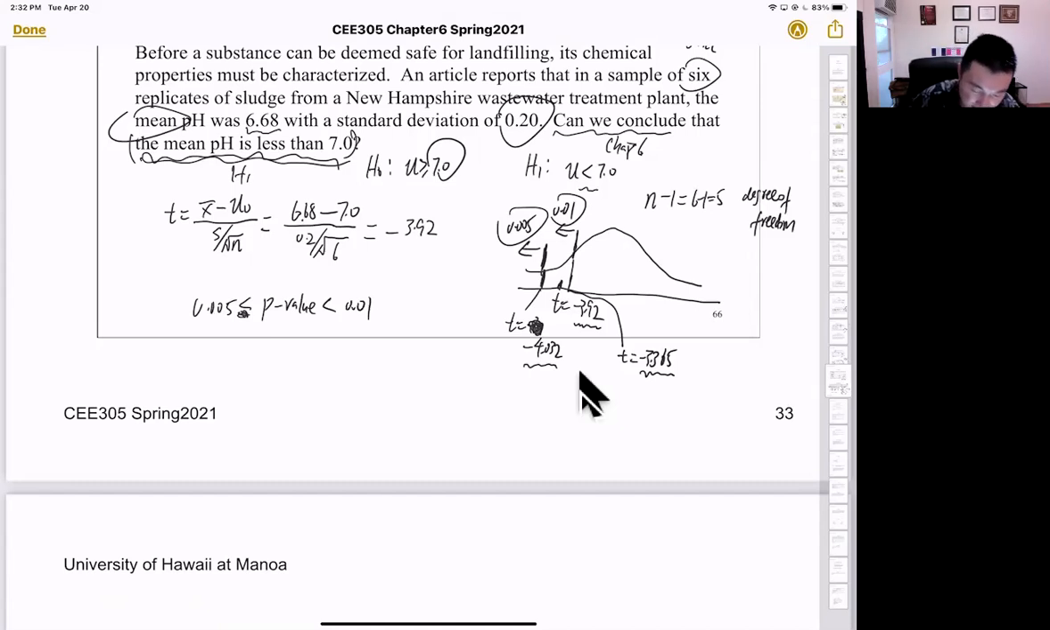Which is less than 5%. So the p-value is less than alpha of 0.05. So then we can reject H0 and conclude H1 is true. So the answer is yes, we can conclude that the mean pH is less than 7.0, or H1 is true.